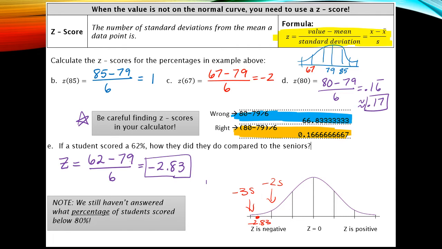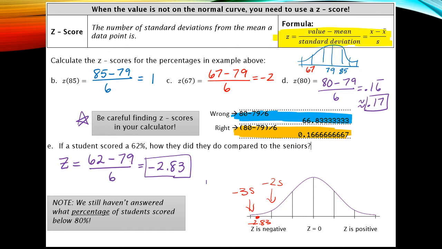Okay, so there's a little note down here that says that we still haven't answered what percentage of students scored below an 80%. So we figured out the z-score, but we haven't actually found the percentage. So that's where we're going to go next. I want to say one more thing about the normal curve before I move on, and I think I kind of mentioned it already, but I just want to make sure it was really clear.